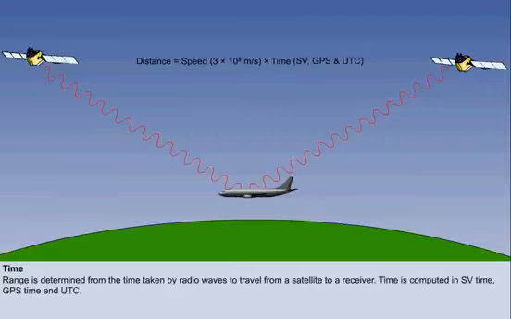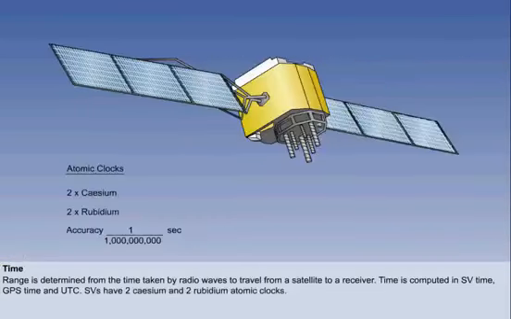Time is computed in 3 separate timing references. These are SV time, GPS time, and UTC. SV time is the time maintained by each satellite. Each satellite contains 4 atomic clocks, 2 cesium and 2 rubidium, which control the satellite's transmission accuracy better than 1 nanosecond or 1,000 millionth or 1 billionth of a second.